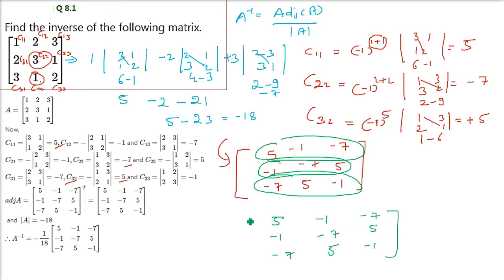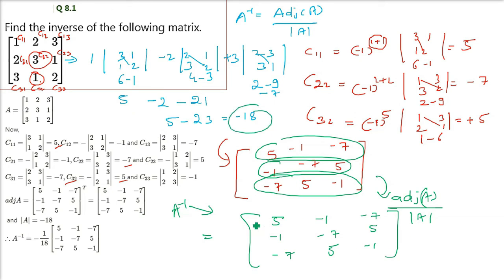Okay, this is your adjoint A, the adjoint of the matrix. Now remember, we already found the determinant. So the inverse is adjoint A divided by the value, which is going to be minus 18. If there is a multiple of 18 inside, you can always take 18 inside, but it is not required.